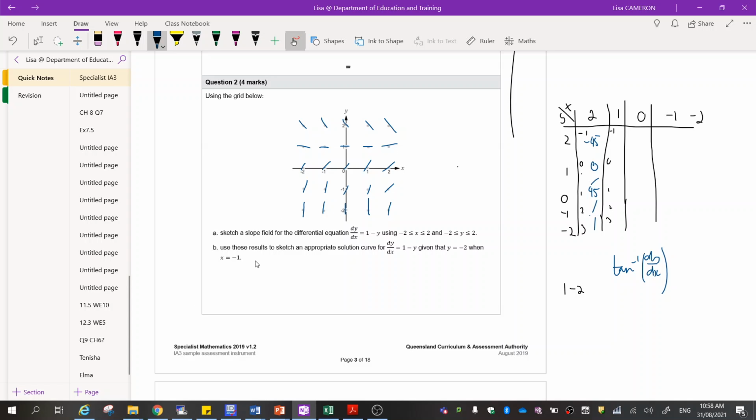Now, this next question, use these results to sketch an appropriate solution to the curve dy over dx equals 1 minus y, given that y equals negative 2 when x equals negative 1. So we're going to pick that coordinate of when y is negative 2, x is negative 1, which is this point right here. And now we're going to estimate that same slope. So it'll be something like this. Okay, and then that's how we can use it to draw that slope field.